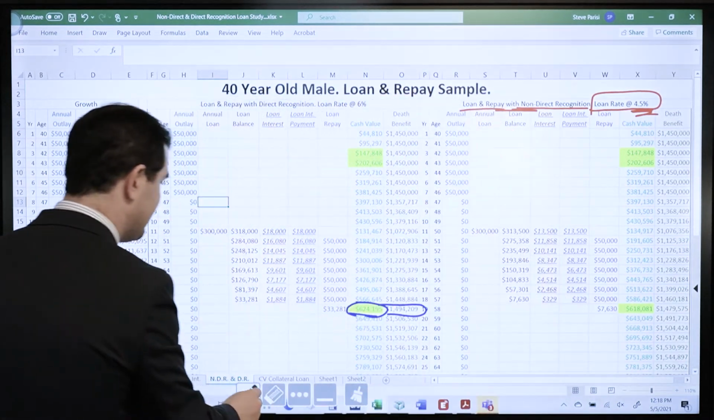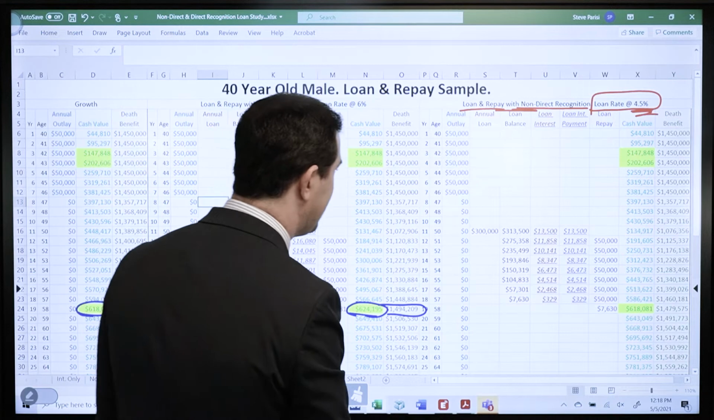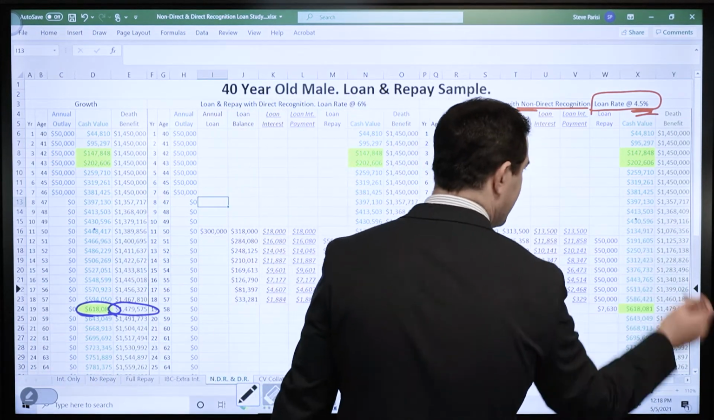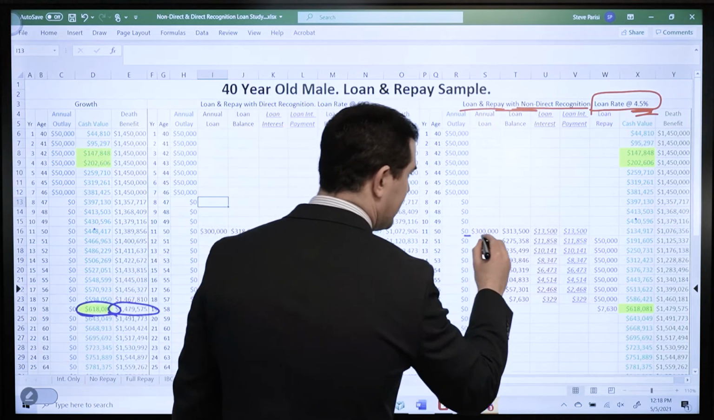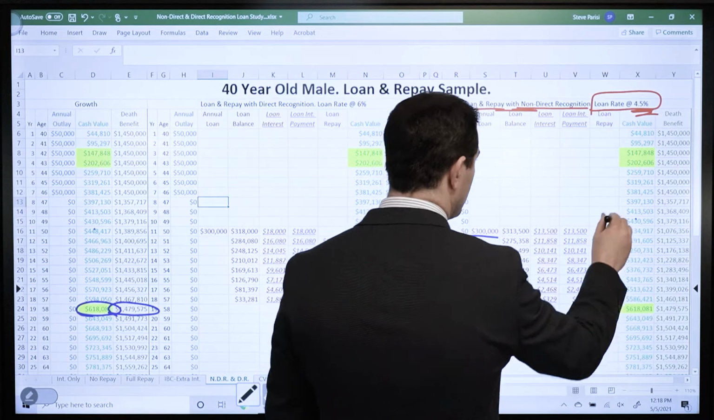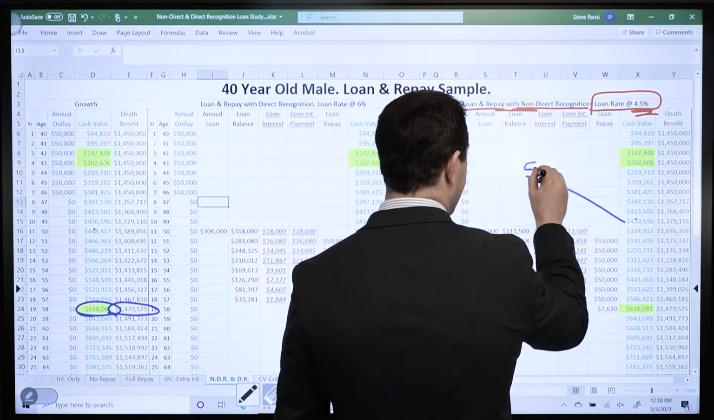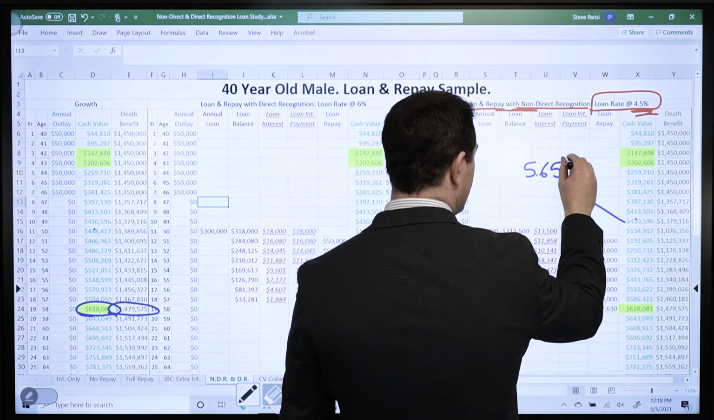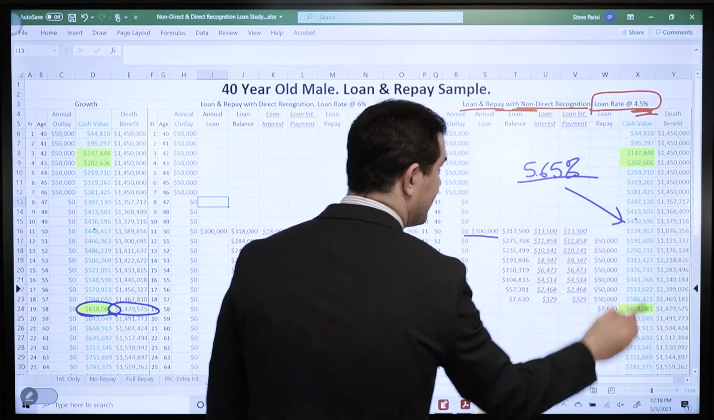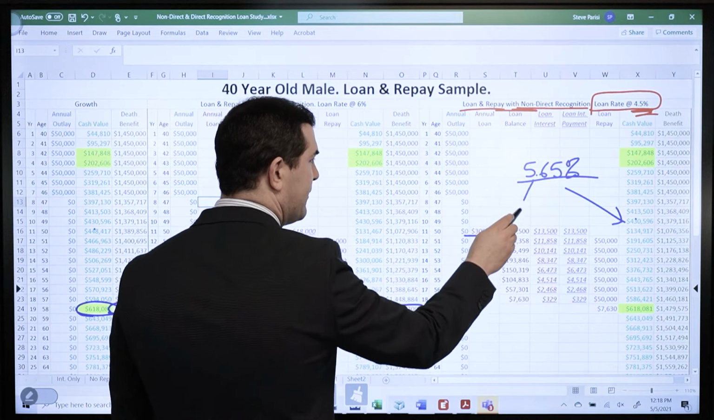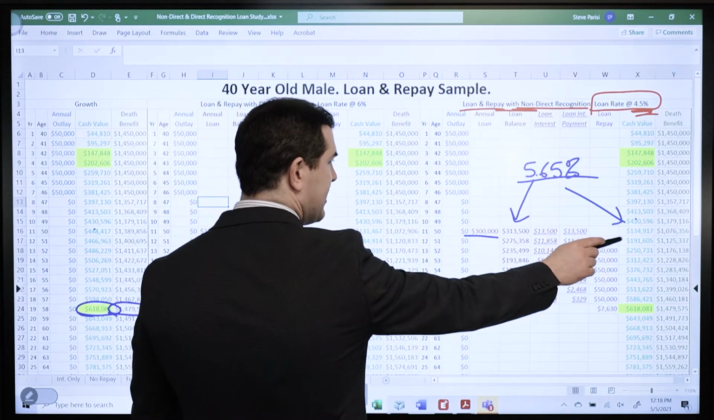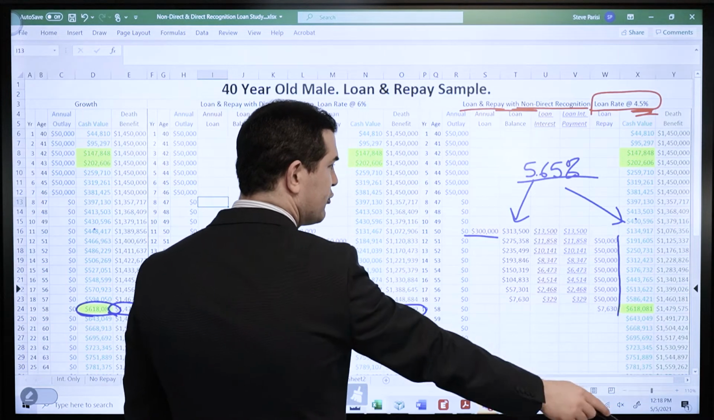So here, exact same policy. You'll see the same break-even point. Cash value's identical through year 10. We take out that $300,000 loan. So, non-direct recognition. They do not recognize the fact that we take out a loan. So that dividend rate of 5.65% is applied to any money in cash value and any money outstanding in policy loans. So as we repay it, there's the same principal repayment.